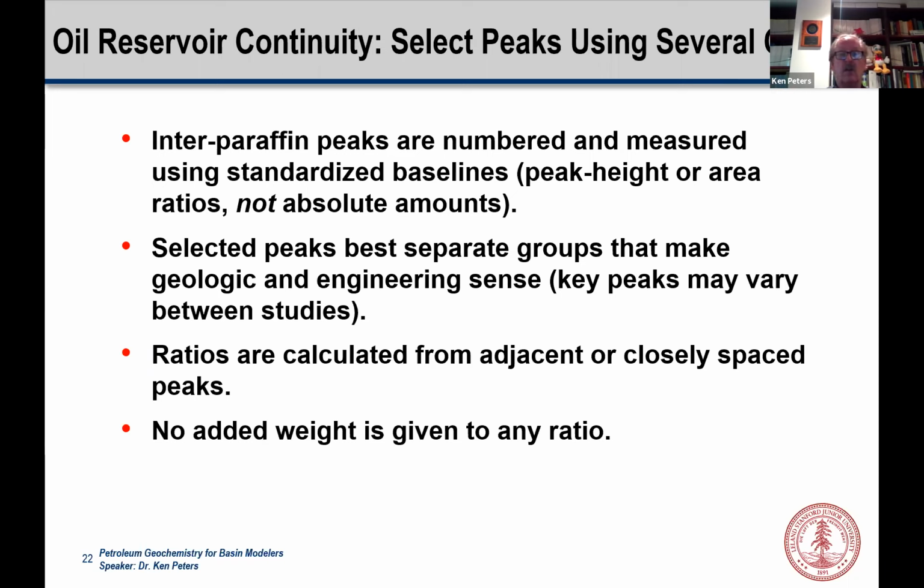Peak heights are generally fine if the resolution is good. You've got nice narrow peaks with no tailing. Selected peaks best separate the groups that make geologic and engineering sense. So you're looking for differences in the chromatograms. If you've got two oils, you want to look at the differences in them, and you'll search that chromatogram and try to find the same peaks, but differences in the ratios between those peaks and the adjacent peaks. Okay, so the peaks that you end up choosing may vary between studies.